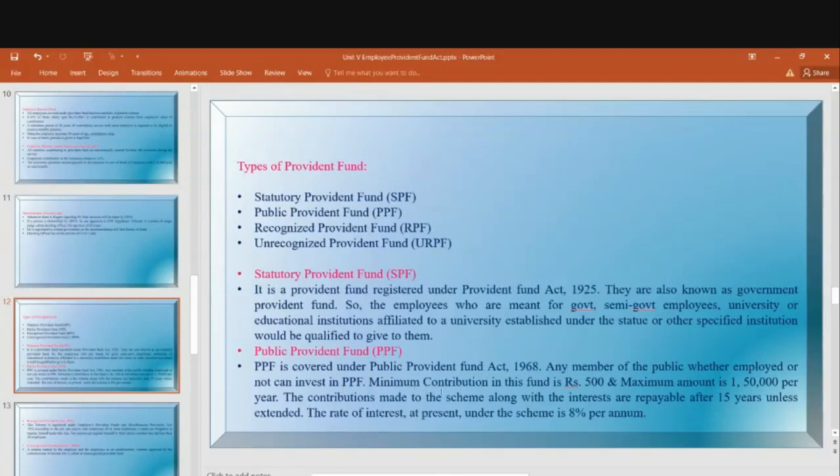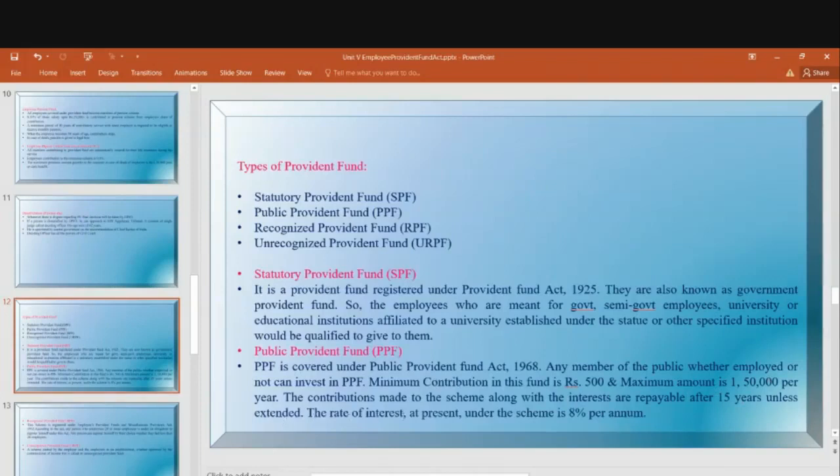The minimum contribution in this fund is 500 rupees and the maximum is 1,50,000 rupees per year. It is based on the deductions in your income tax, and you may decide how much you want to pay. The contributions made to this scheme along with the interest are repayable after 15 years, and after 15 years we can make use of this fund along with the interest, unless extended.